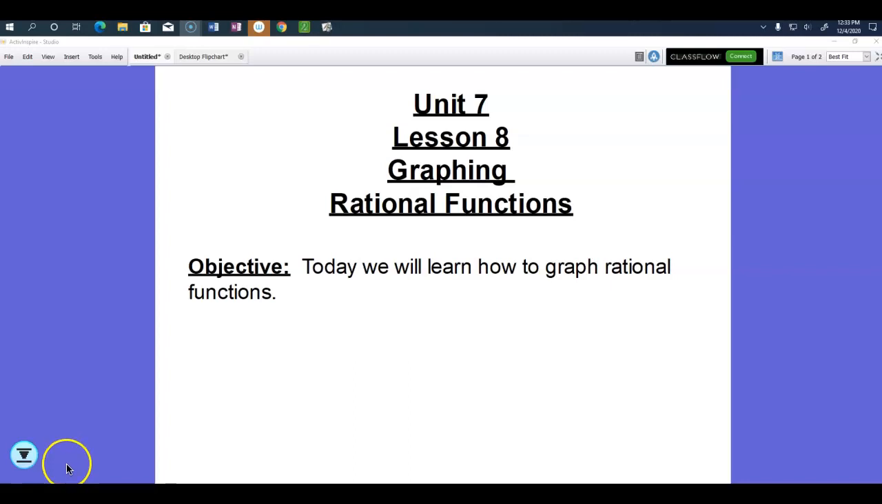Alright guys, welcome to lesson 7.8. It's our last lesson for unit 7 and for semester 1. Today we're going to be learning how to graph rational functions.